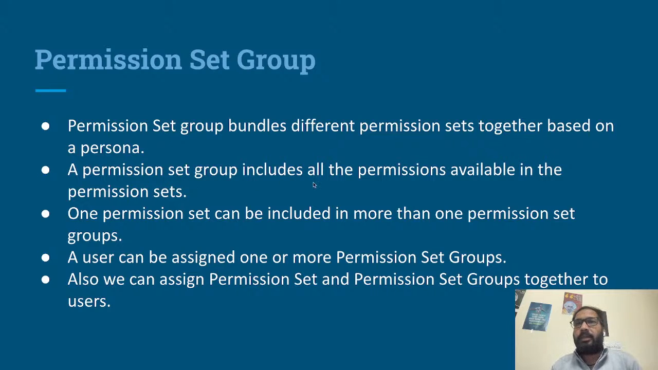A permission set group includes all the permissions available in the permission sets. For example, if you have created two permission sets, whatever permissions you have enabled in those permission sets will all be combined and available in the permission set group. One permission set can be included in more than one permission set group. A user can be assigned one or more permission set groups. Also, we can assign permission sets and permission set groups together to users, right? These are some important points that you need to remember while working with permission sets and permission set groups.